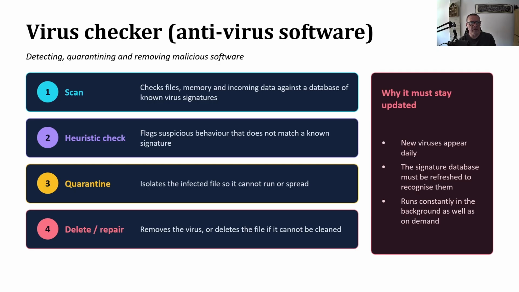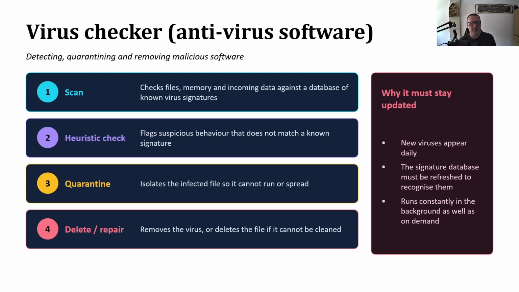Heuristic checks are used by virus checkers. So suspicious behavior of programs can be flagged. It doesn't just have to say it's the exact match, but if it's sort of doing things that look strange, look odd, then it can flag that.